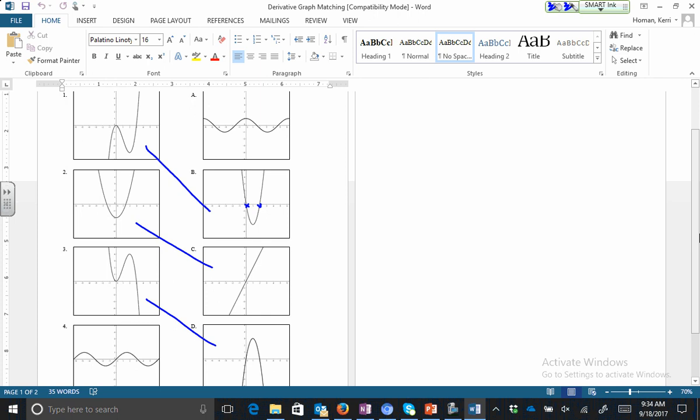Notice how 1 and 3 are very similar graphs? I was trying to really make you think there about the order of the increasing and decreasing. Up until 0, 1 is increasing. Up until 0, 3 is decreasing. So you need to make sure that for number 3, up until 0, you have negative derivative values. So by process of elimination, where does 4 go? To A.